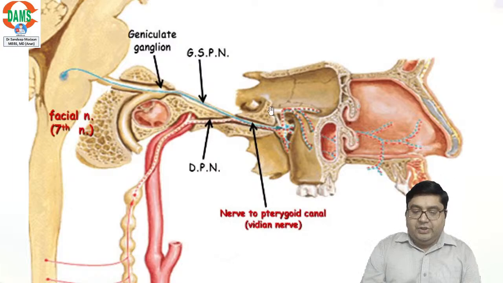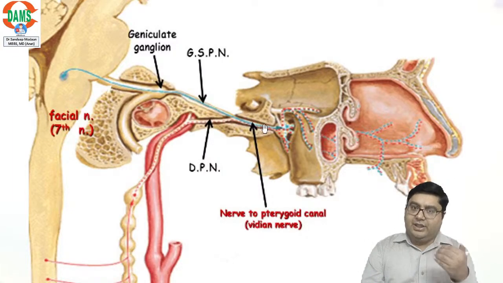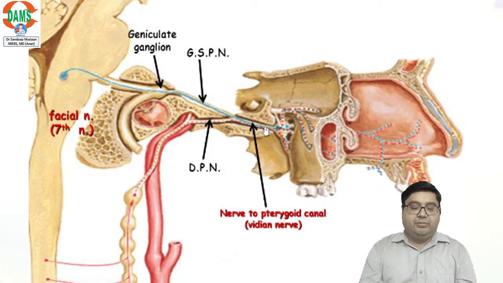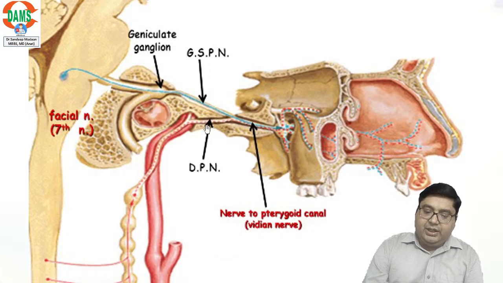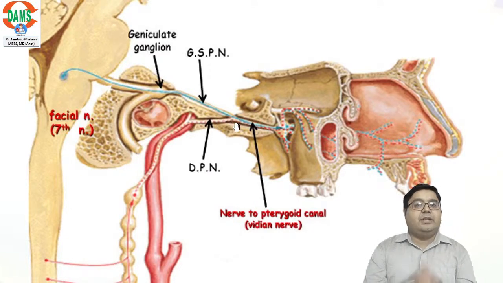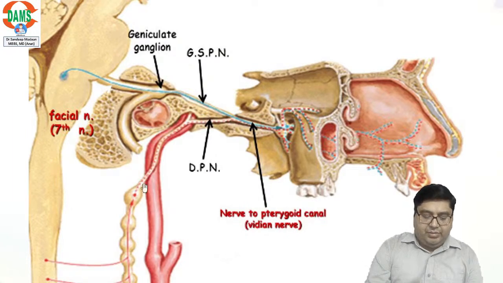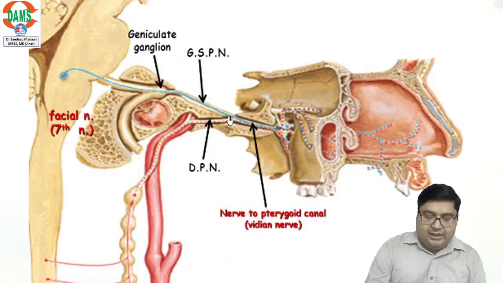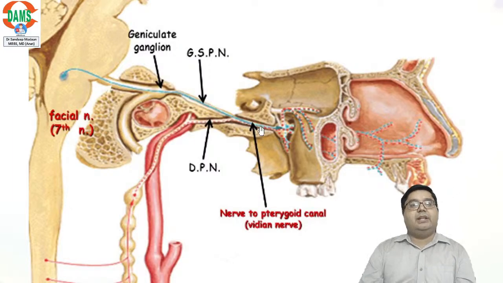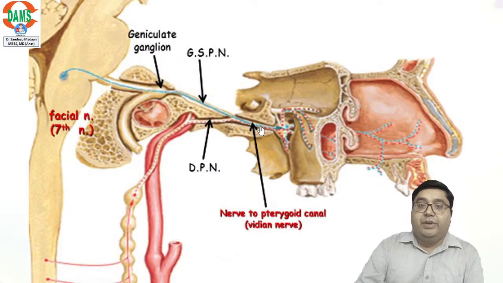And this is which plate? This bony plate is the pterygoid plate. And what is this canal? Pterygoid canal. So this greater petrosal nerve will be passing through the pterygoid canal, but not alone. It will be accompanied by the deep petrosal nerve. What is deep petrosal nerve? The sympathetic fibers. Deep petrosal nerve are the sympathetic fibers along the internal carotid artery, and together they pass through the pterygoid canal. In this part, we are calling it the Vidian nerve, right?